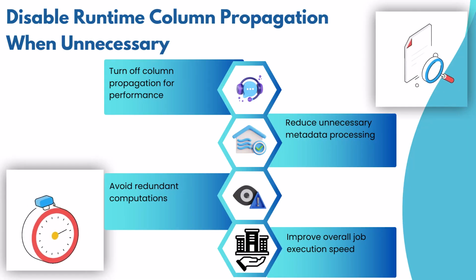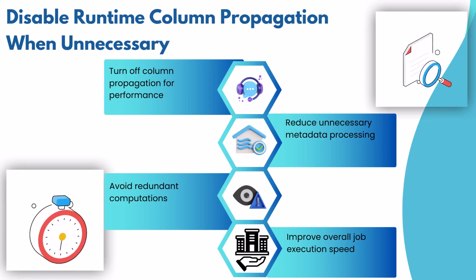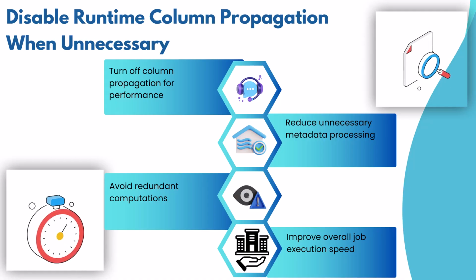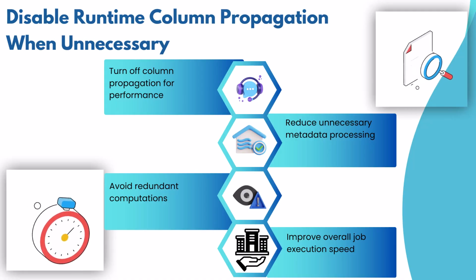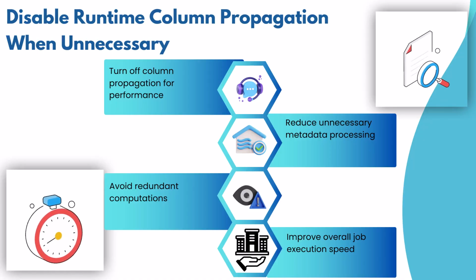Runtime column propagation is great when you actually need it, but leaving it on unnecessarily is like keeping all the lights on at home when you're not in the room. Turning it off speeds things up, reduces metadata clutter, and stops redundant processing. Imagine baking cookies but checking the oven every 30 seconds. It's unnecessary. With this tweak, your jobs will run smoother, faster, and keep your sanity intact.